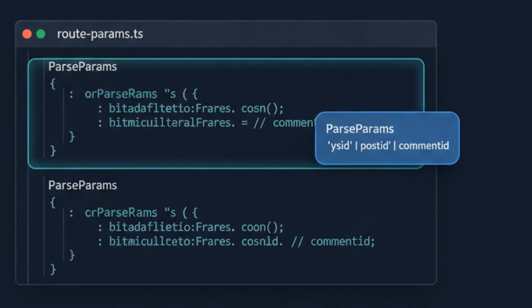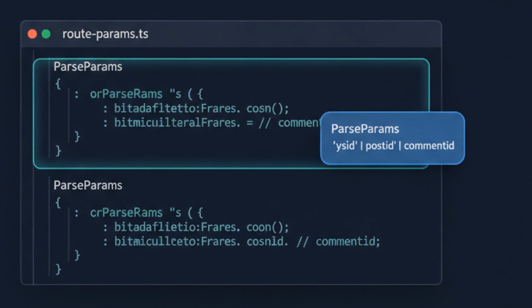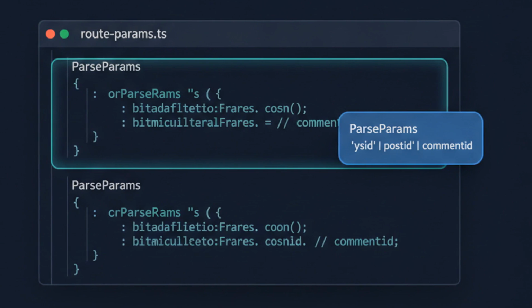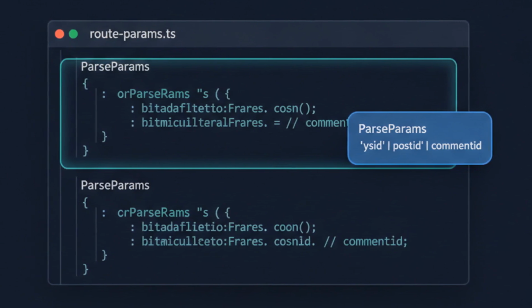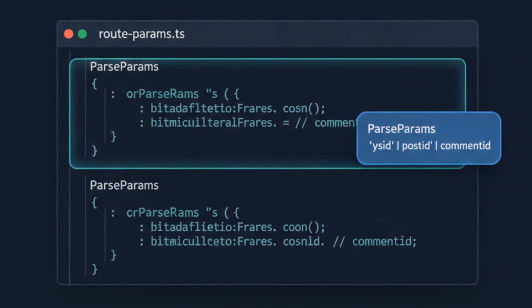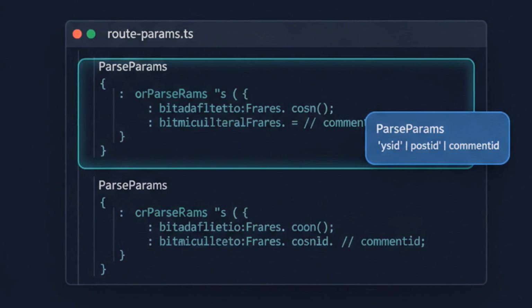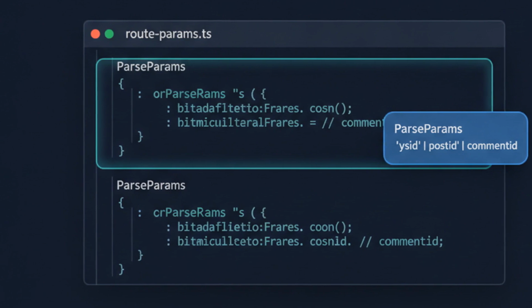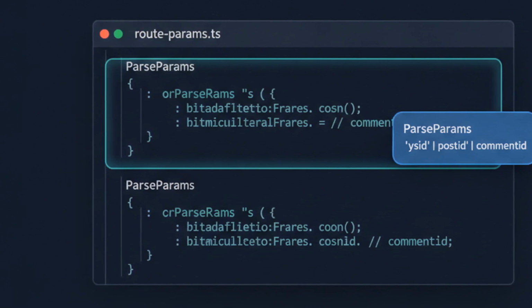Now the showpiece. Express style routes use colon parameters like users by user ID, posts by post ID. What if TypeScript could read that string and figure out the params object automatically? We can. Using infer to pick out the part after a colon, plus recursion to walk the whole path, we build a ParseParams type that extracts every parameter name. This is exactly how modern frameworks give you typed route params for free.